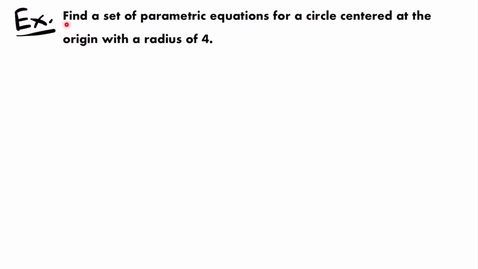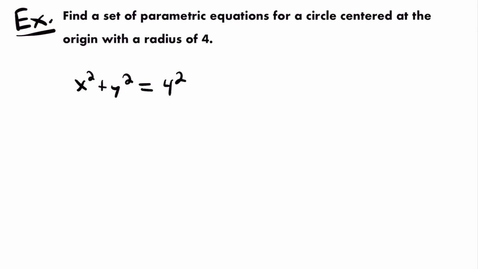All right, now next up we want to find a set of parametric equations for a circle centered at the origin with a radius of 4. All right, now we just worked with a circle in one of our previous examples, so we know that the form of a rectangular equation representing a circle centered at the origin is x squared plus y squared is equal to the radius squared. In this case, our radius is 4. And so we'll have x squared plus y squared is equal to 4 squared. All right, so this is the rectangular equation that we want to represent with parametric equations.